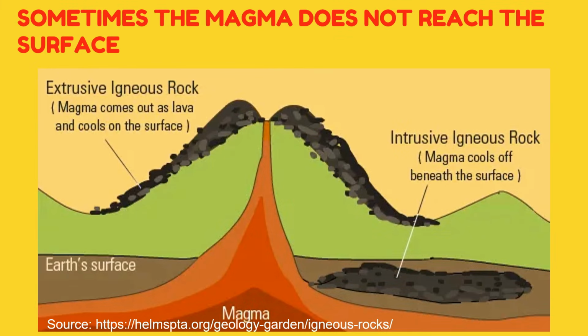Sometimes, the magma does not reach the surface. Magma can cool at various depths, producing magma bodies called intrusive igneous rocks. If magma manages to escape to the surface, the magma that solidifies at the surface is called extrusive igneous rocks.